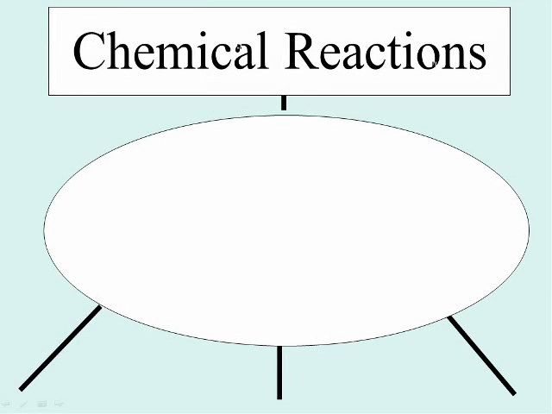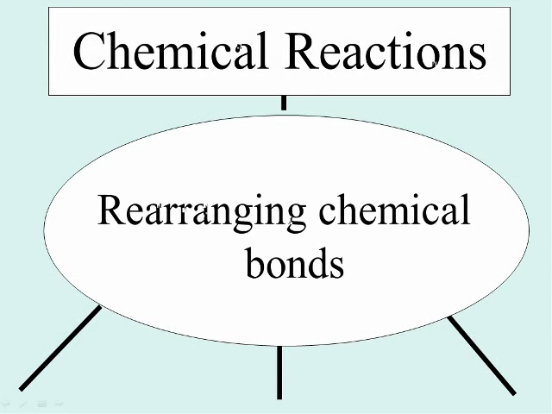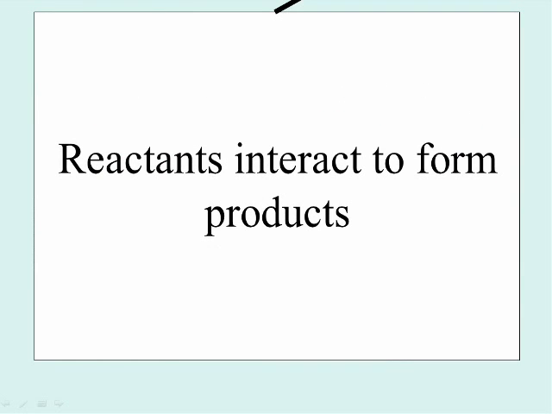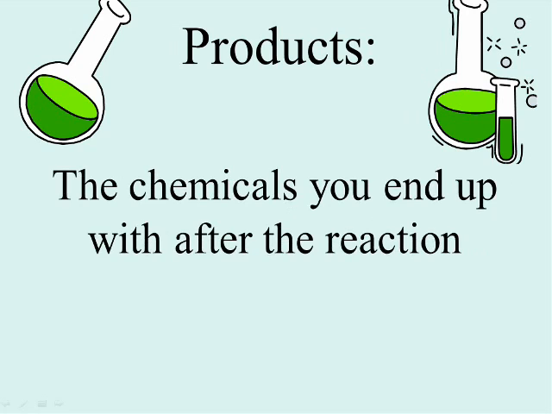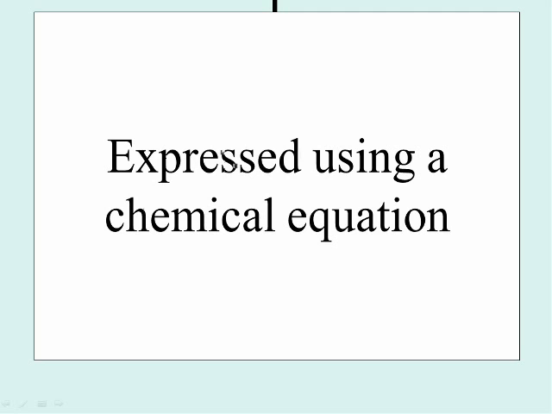Okay, we're talking about chemical reactions now. Chemical reactions are rearranging chemical bonds. That's all they really are. It's just taking one chemical and changing it into something else. Its reactants will interact to form products. So the reactants are the things on the left, and they rearrange to form products. Reactants are the chemicals you start with before the reaction, those are the things that react. Products are the chemicals you end up with after the reaction, expressed using a chemical equation.